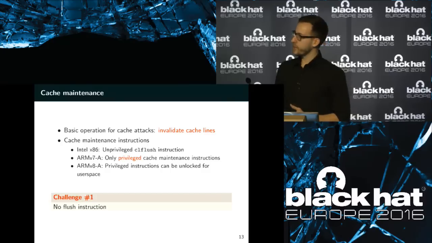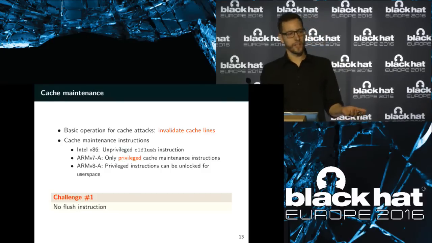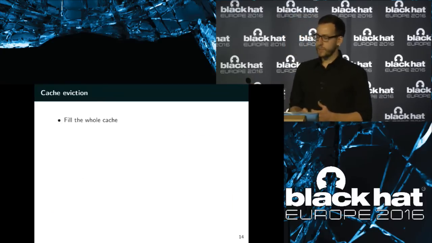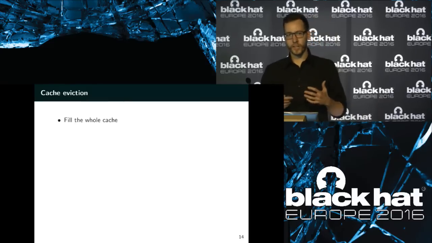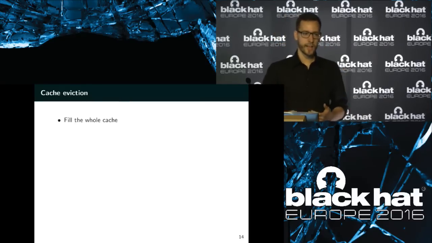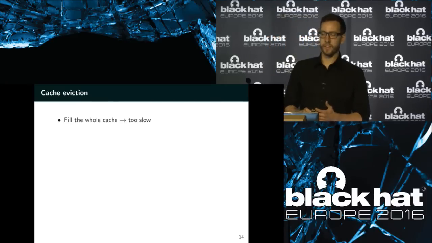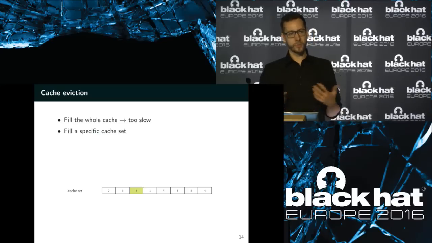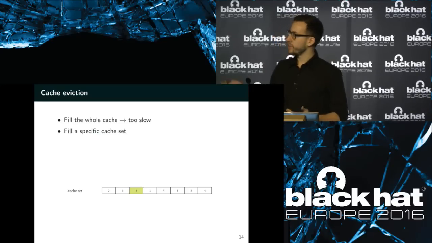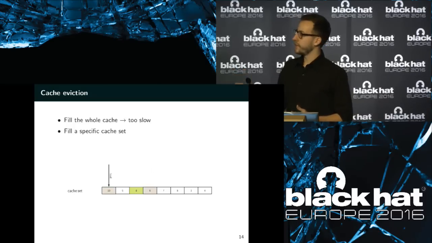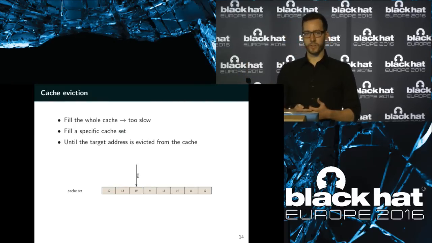And the first big challenge there is that we have no flush instruction available on ARM that we can use without any privileges. So the easiest thing which comes to mind is we just fill the whole cache with different data, then we are going to evict our target address and we are fine. However, this is way too slow, so we can't rely on that. We can improve on that by just filling a specific cache set. As you can see in this illustration, the green block is the address we want to evict, and we just start accessing as many addresses which map to the same cache set as we have ways. So at one point, we're going to evict the target address.